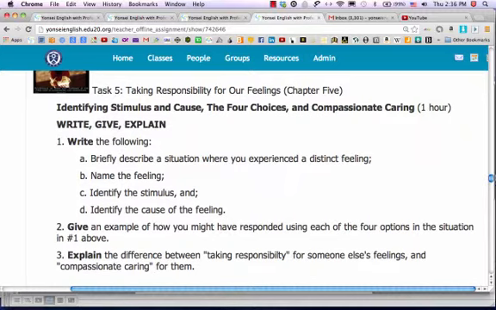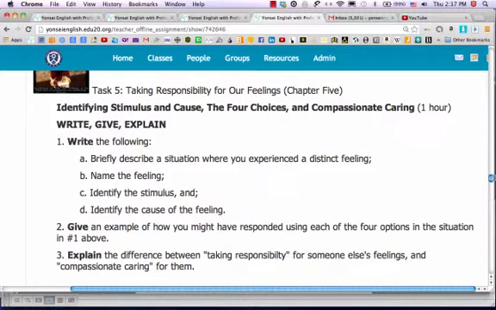Number 2, I want you to give an example of how you might have responded using each of the 4 choices in the situation in number 1 above. Okay, now it's also called the 4 options, the 4 ears. In this exercise, I'm calling it the 4 options, but it's also called the 4 choices. So give an example of how you might have responded using each of the 4 choices in the situation in number 1 above. You can put a little table together if you want.